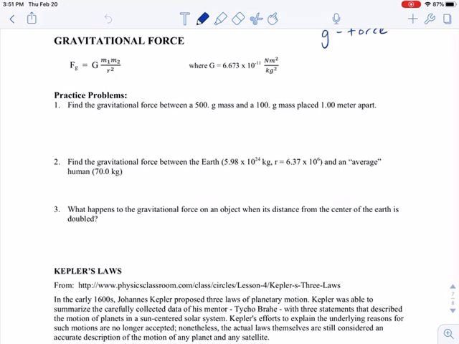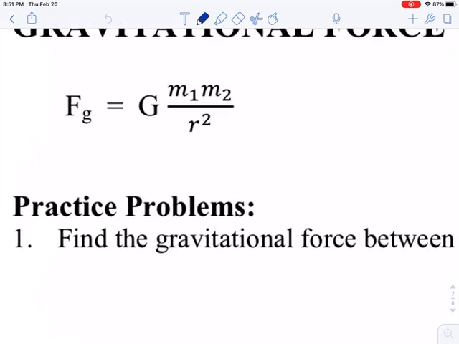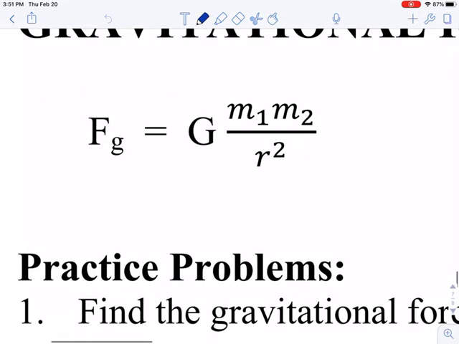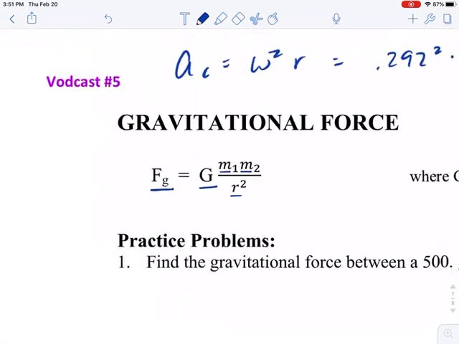In today's video, we're going to look at gravitational force on the planetary scale and Kepler's laws. So we know that there is a force between all objects with mass, and it turns out that we can actually quantify that force. The force of gravity between two objects with mass is equal to the gravitational constant times the first mass times the second mass divided by the distance between the masses squared.